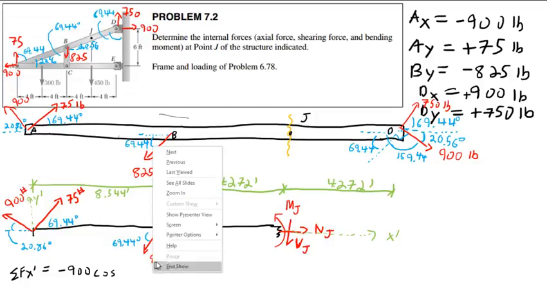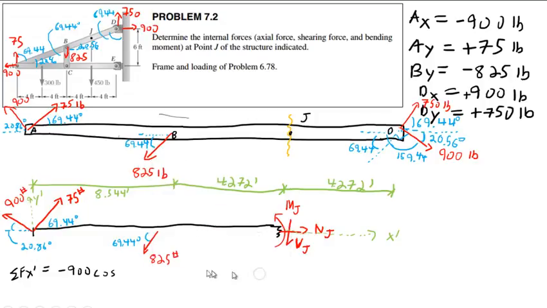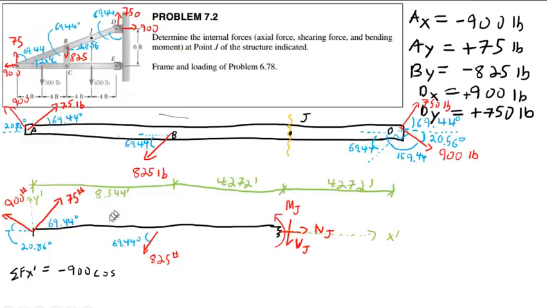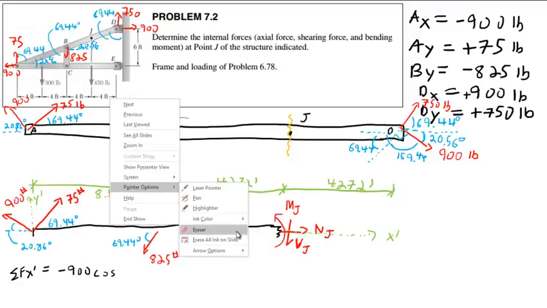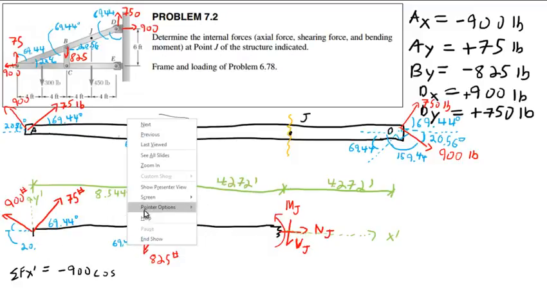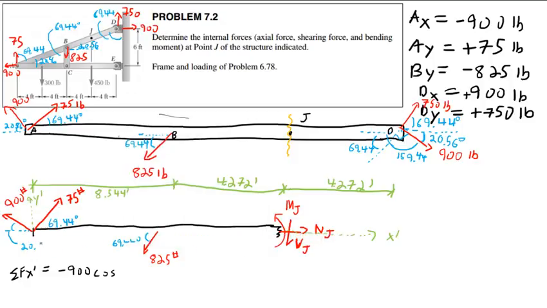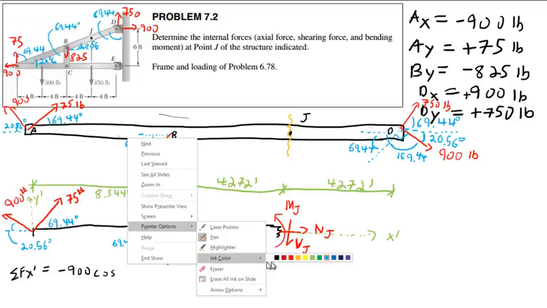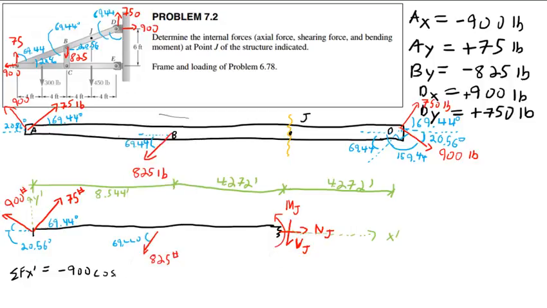Oh, did I write that? I'm sorry. I'm having all sorts of transcription errors today. 20.56 degrees. The dangers of doing problems extemporaneously.